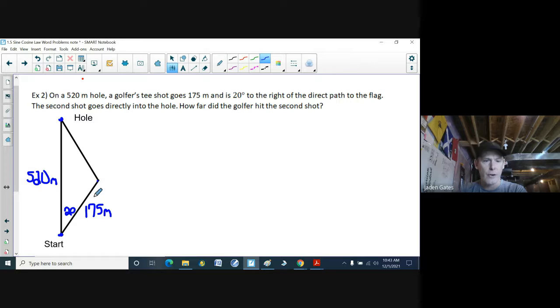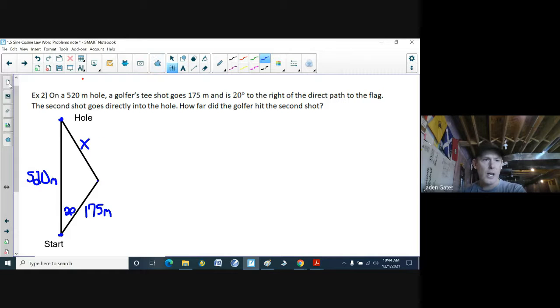How far did the golfer hit the second shot? So there's our first shot's 175. This is the second shot, which would be X. All right. Now we want to solve for X. So let's see here. What do I got in terms of my information? Again, I always look for the cosine law to see if I can use it because there's only two situations. All the other situations are sine law. But you can see here, I've got side, angle, side. I do have the SAS.